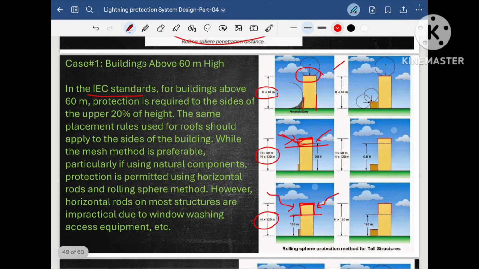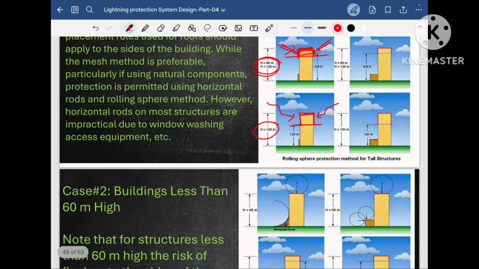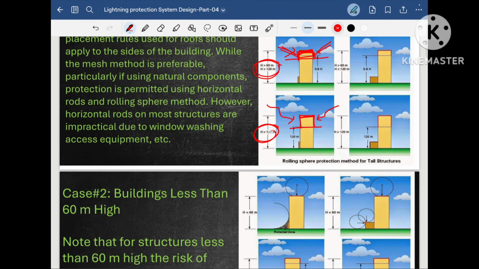So what is the conclusion? If the building height is less than 60 meter, we need the lightning protection system only at the top roof floor. If the building height is between 60 meter and 120 meter, then we need to consider 20% of the building height as an unprotected zone for the lightning strike, and we have to design the lightning protection system for the roof as well as 20% of the height of the building. If the building is greater than 120 meter, then any height after 120 meter needs to be considered as unprotected, and we have to provide protection against lightning strike to the building.